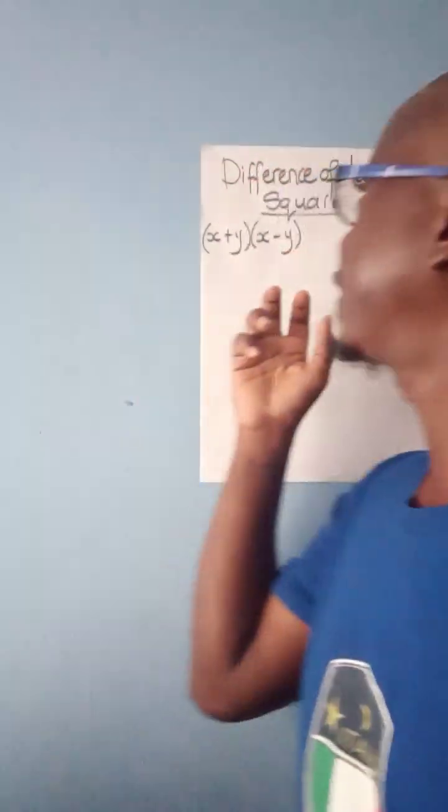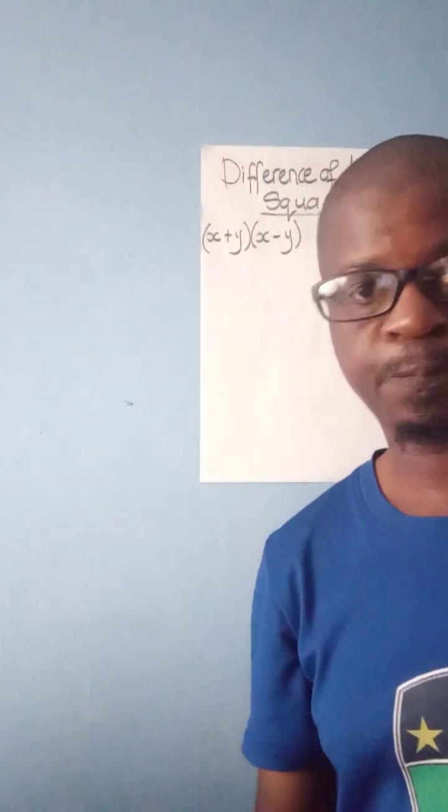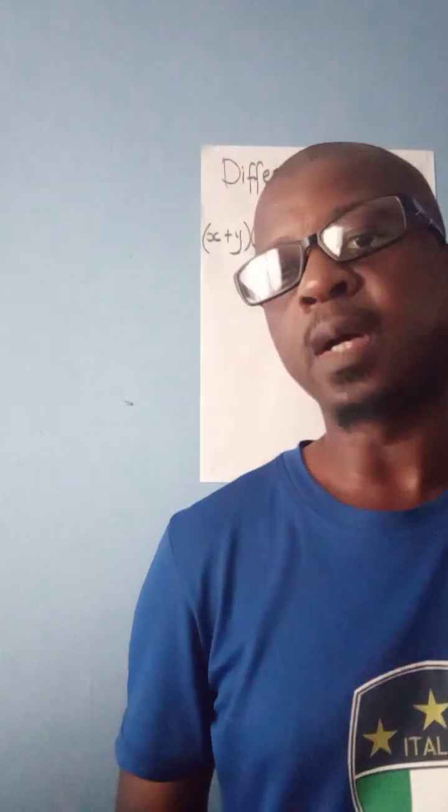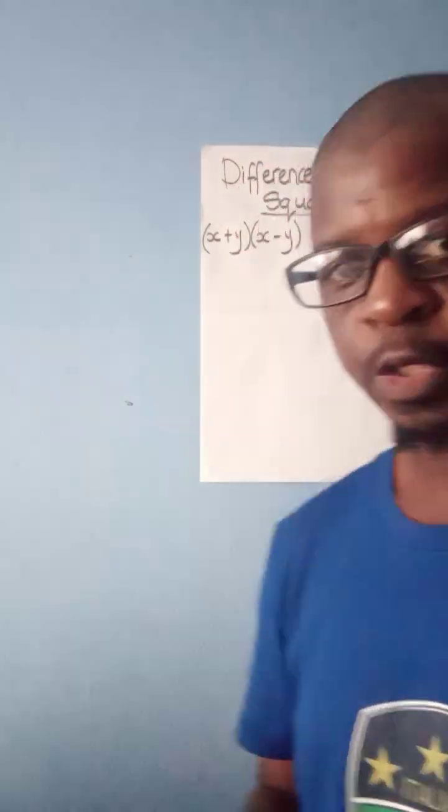Today we would like to look at the difference of two squares. So in the difference of two squares, this is when we have two brackets. In each bracket we have two variables, each with different signs. So we have x minus y and x plus y.